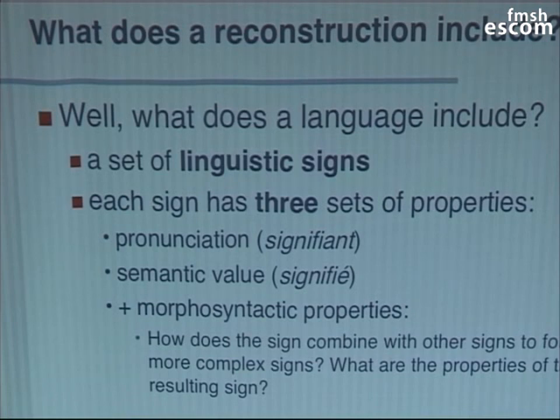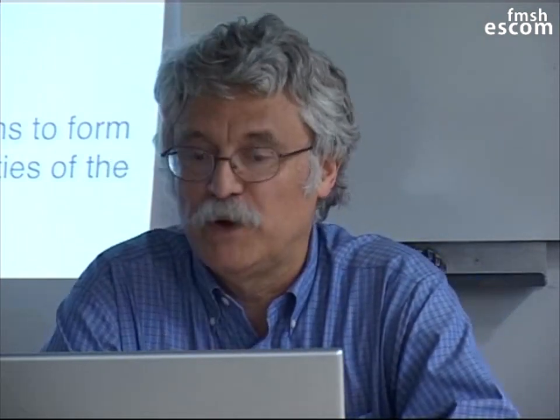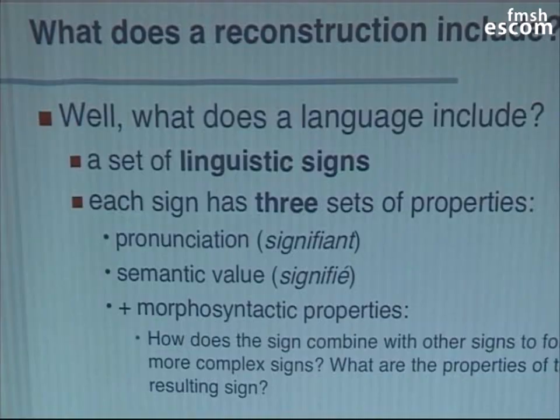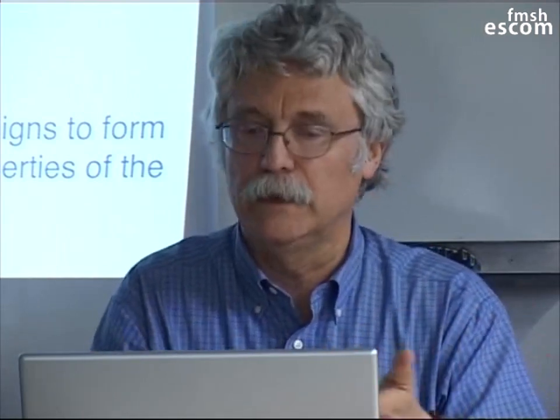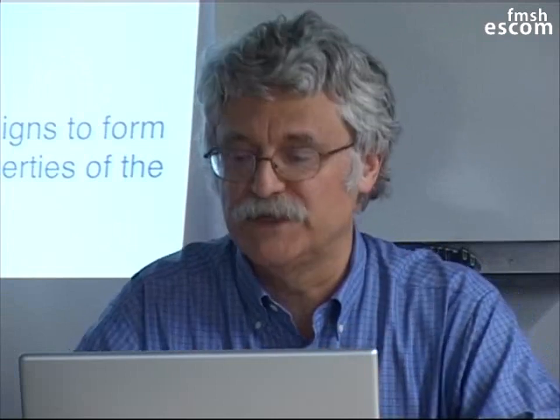It depends on what you think a language includes, and I would submit that a language is a set of linguistic signs. Each sign has not two, but three sets of properties: pronunciation and the semantic value, but also a set of morphosyntactic properties. The morphosyntactic properties tell how the sign combines with other signs to form more complex signs. What are the properties of the resulting sign? So when you put words together to form a phrase or sentence, we consider the phrase or sentence a linguistic sign also, whose meaning and pronunciation are determined by the signs which compose it.